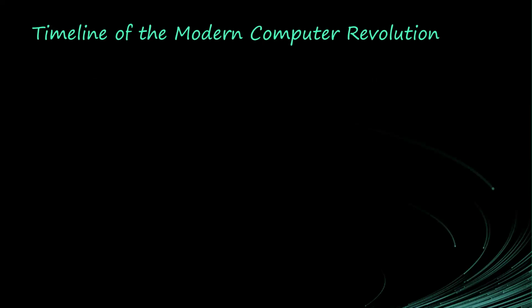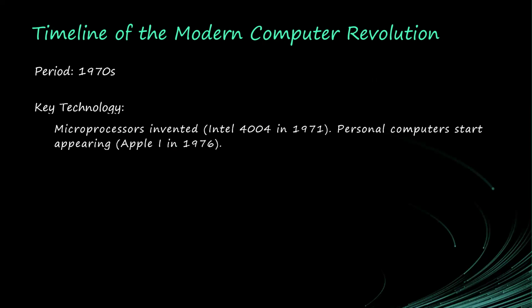So let's take a look at the timeline of the modern computer revolution. Let's take a look at what really happened at a given time. In the 1970s, the key technology was the invention of the microprocessor. You can say CPU, because the microprocessor is the central processing unit, but the best name to call it is microprocessor. But I know most of you know it as CPU. So the microprocessor was invented in 1970.